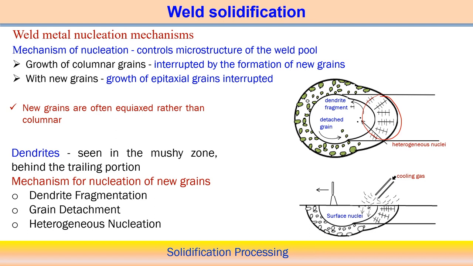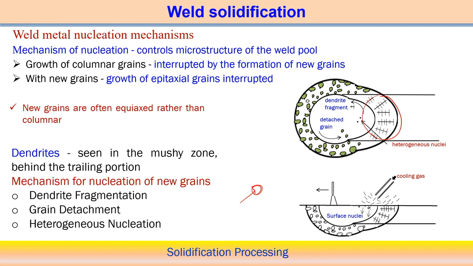Now if we focus only on the nucleation mechanism, how nucleation occurs in weld solidification, we look at three different aspects. One is that the growth of the columnar grains is interrupted by the formation of new grains. At the same time, the growth of the epitaxial grains is also interrupted by the formation of new grains. So both are there. Columnar epitaxial growth occurs, and it is interrupted when new grains come to this position and stop the further growth of the columnar structure. Even epitaxial growth is interrupted by the formation of new grains.